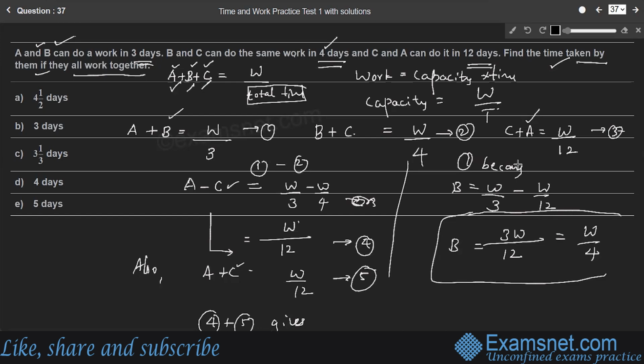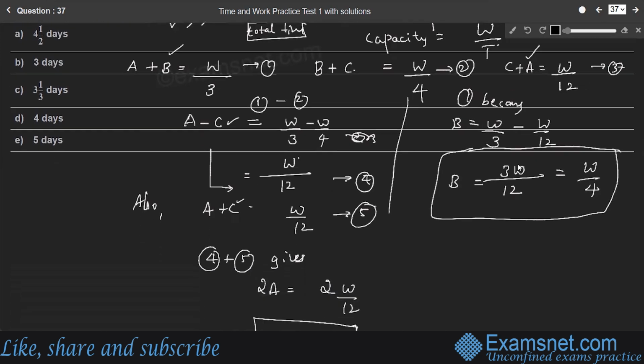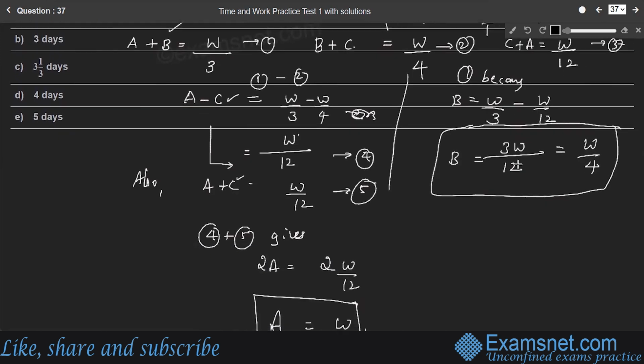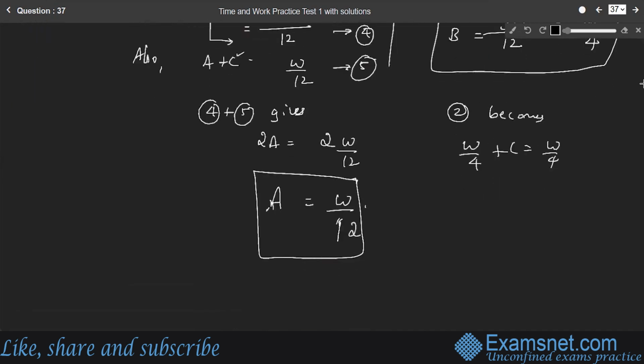Which is important. W by 4 is the capacity of B, whereas capacity of C, from equation 2, B plus C is W by 4. So W by 4 plus C is W by 4. So capacity of C is 0. That means C doesn't do any work. C doesn't have any capacity to do work.